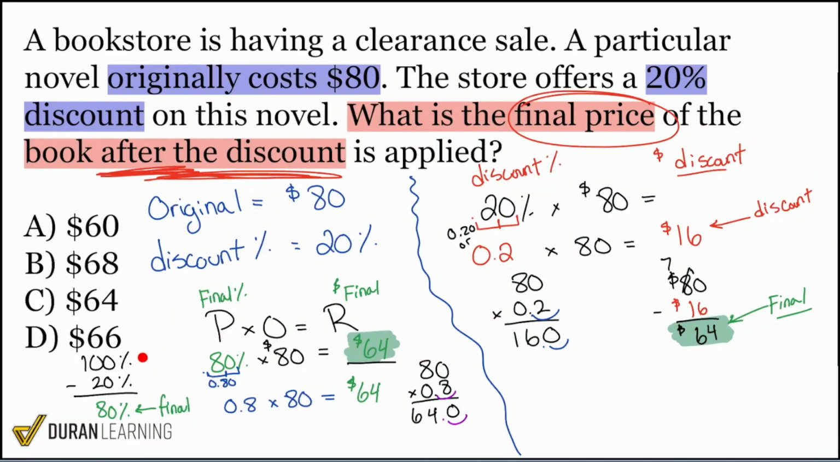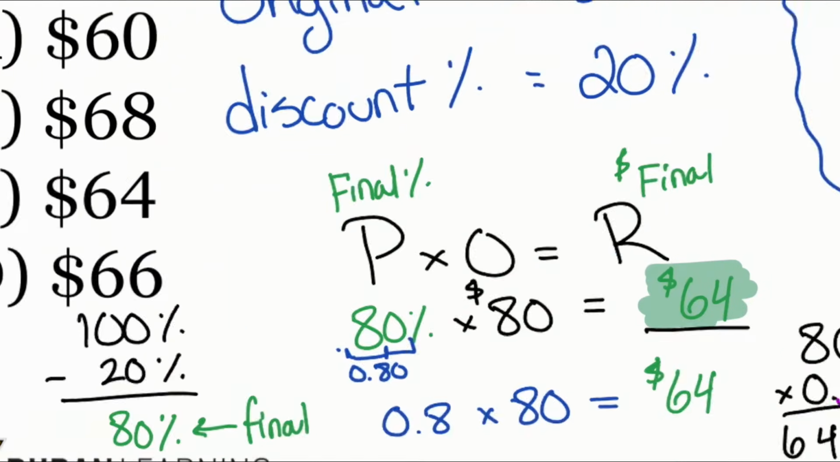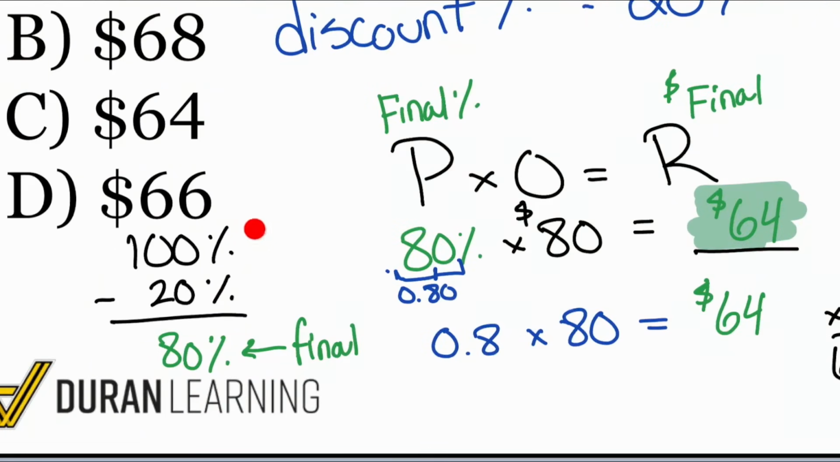The whole thing is 100%. We were discounted 20%. So what we pay, the final amount, is 80%. You plug in 80% to that original value, and that's how we ended up getting 64, the correct answer, very quickly. So again, where did we get that 80% from? We got the 80 from applying the discount percent to the original percentage. The whole thing is 100%. We took away 20%, and we are left with 80% that we pay.